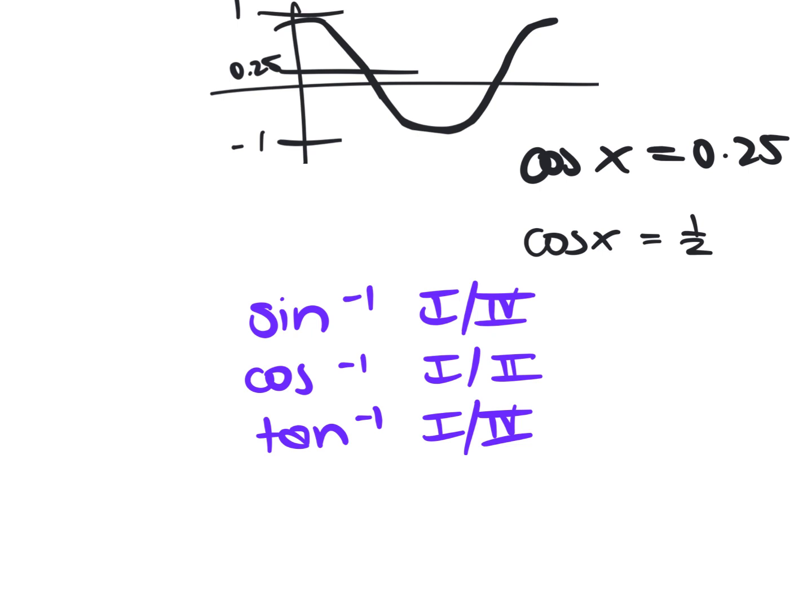So if the sine value is positive, you're going to get an answer from quadrant 1. If the sine value is negative, you're going to get an answer from quadrant 4. Cosine is positive, will give you an answer in 1. Cosine is negative, will give you an answer in quadrant 2. Tangent is positive, will be 1. Tangent is negative, will be 4.